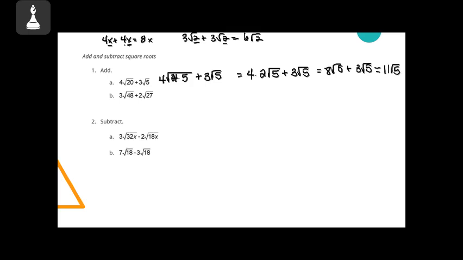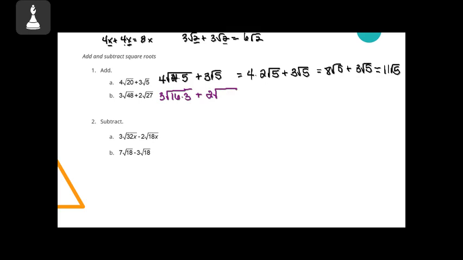Next one, 3 root 48 plus 2 root 27. We did 48 on the previous slide. So you're going to see some numbers that come back again and again, and you're going to get really familiar with knowing how to break those down. So 48 we broke into 16 times 3. And let's see, 2 root 27. So 27 is 3 times 9.